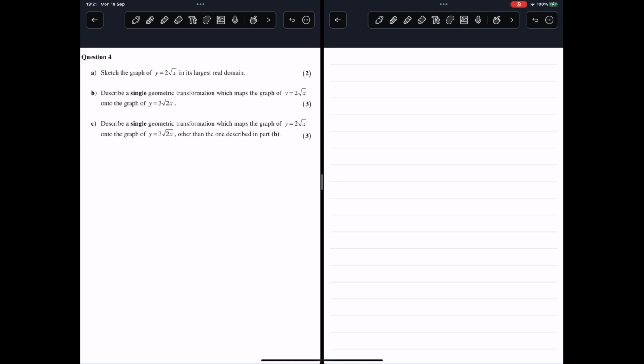Now for question number 4, we are asked to sketch the graph of y equals 2 root x in its largest real domain. What that means is you can't have negative values of x. Okay, so starting with x being positive, we can plot the graph and the values of y will gradually increase. Okay, so it will be a curve and it will look something like this. All right, so that's pretty much it for the first part.